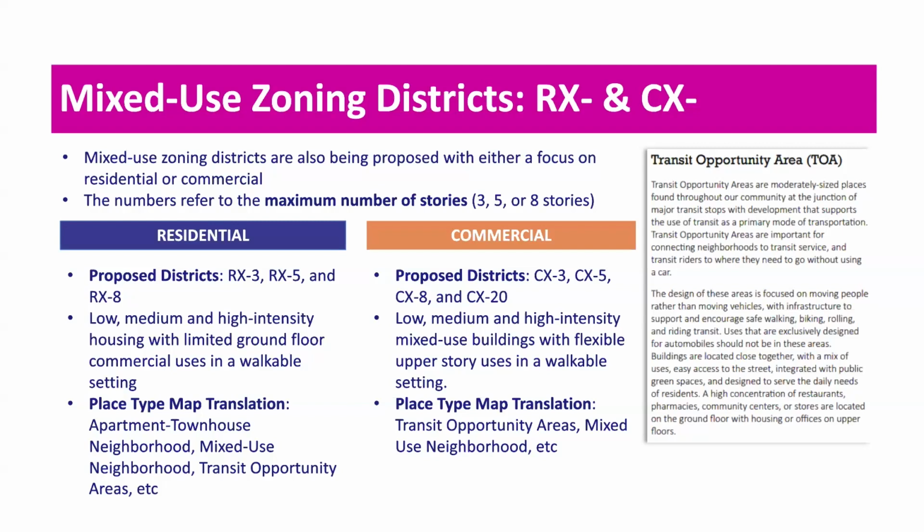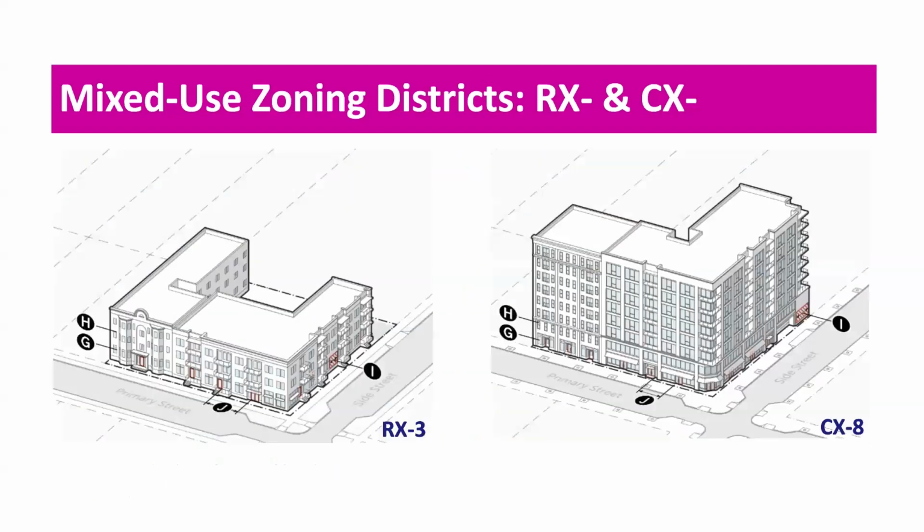And so one example that I wanted to show just graphically is the RX3 on the left, and you can see that it is limited to 3 stories. It also has a maximum build-to, so it is required to sort of be along the street. The same with the CX on the right. You can also see that it does have 8 stories as well. So just sort of a graphic depiction of those two districts.